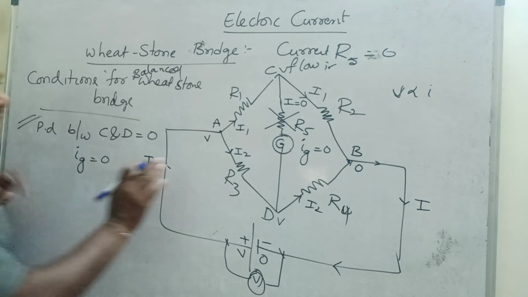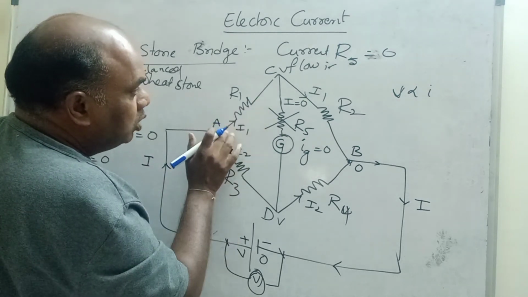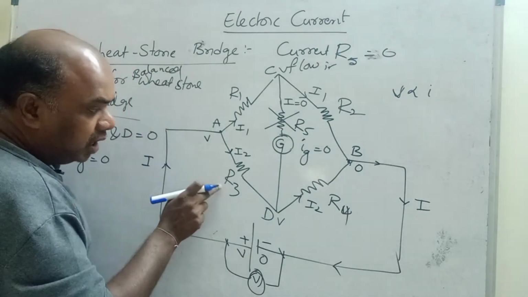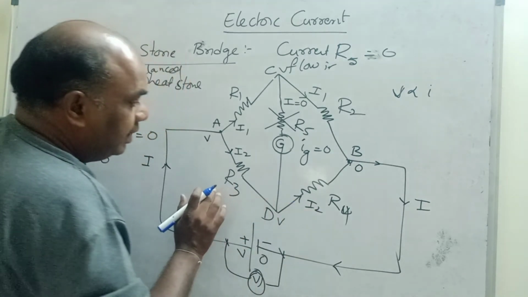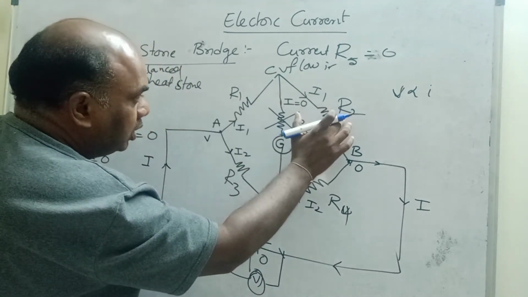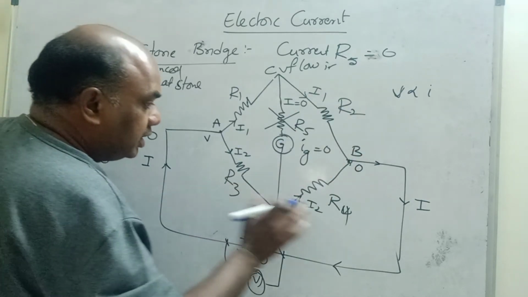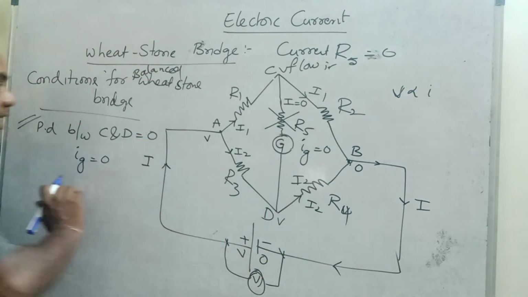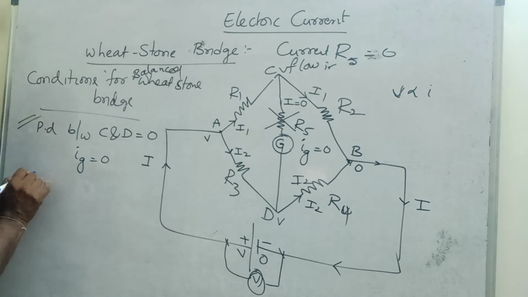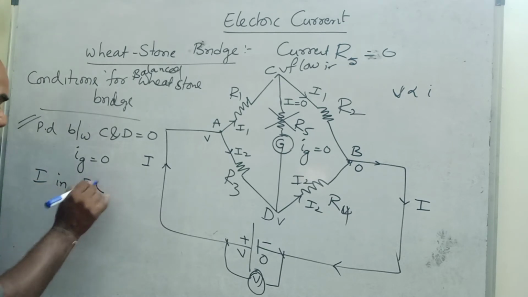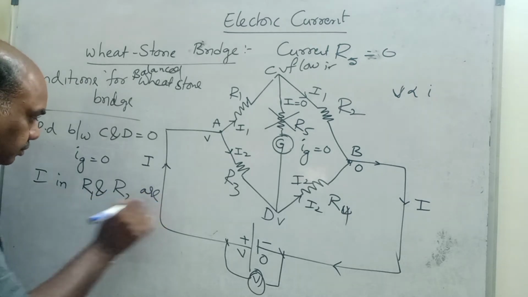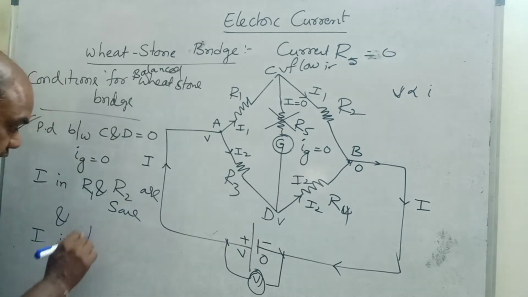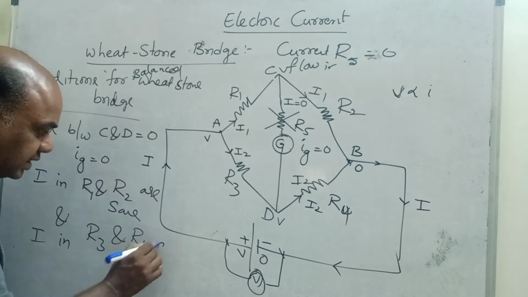If the galvanometer reading is 0, we can directly say how much current goes in R1, the same current goes in R2. How much current goes in R3, the same current goes in R4. That means in R1 and R2 the same current I1 is flowing, and in R3 and R4 the same current I2 is flowing. So the current in R1 and R2 is the same, and the current in R3 and R4 is the same.